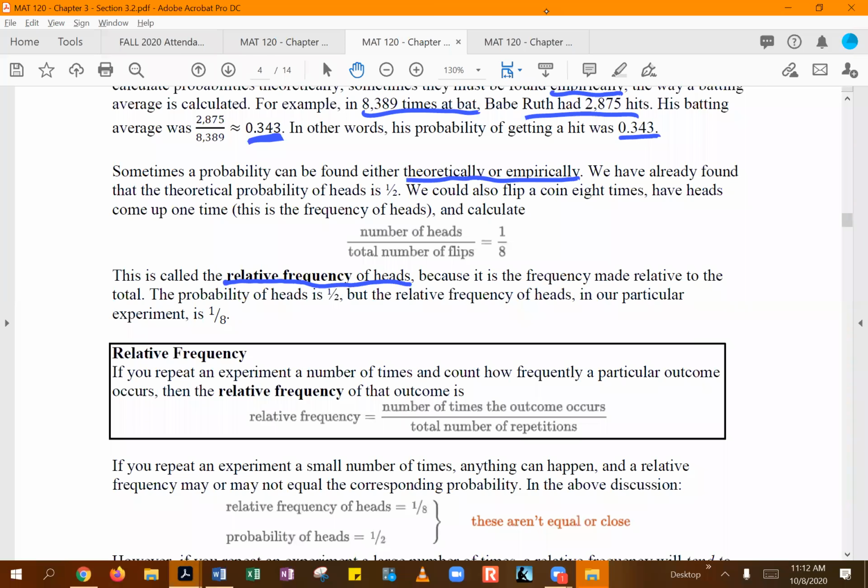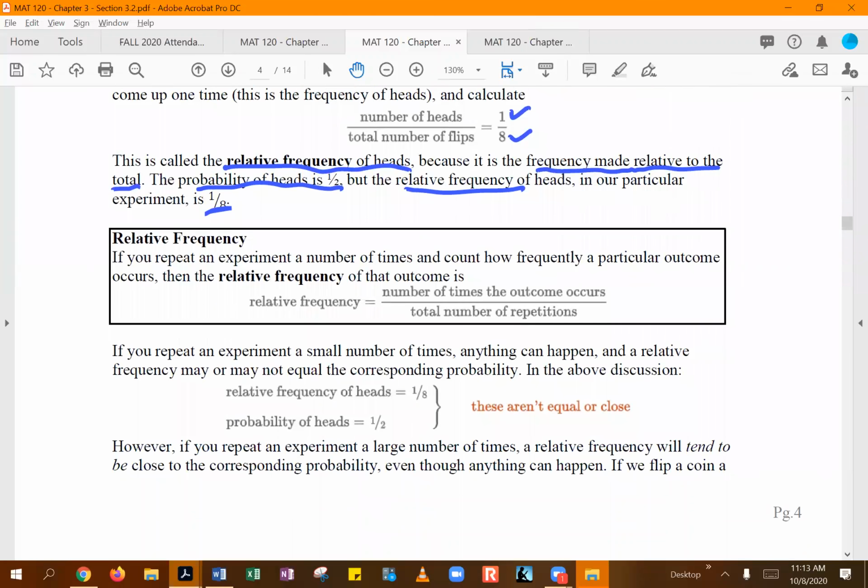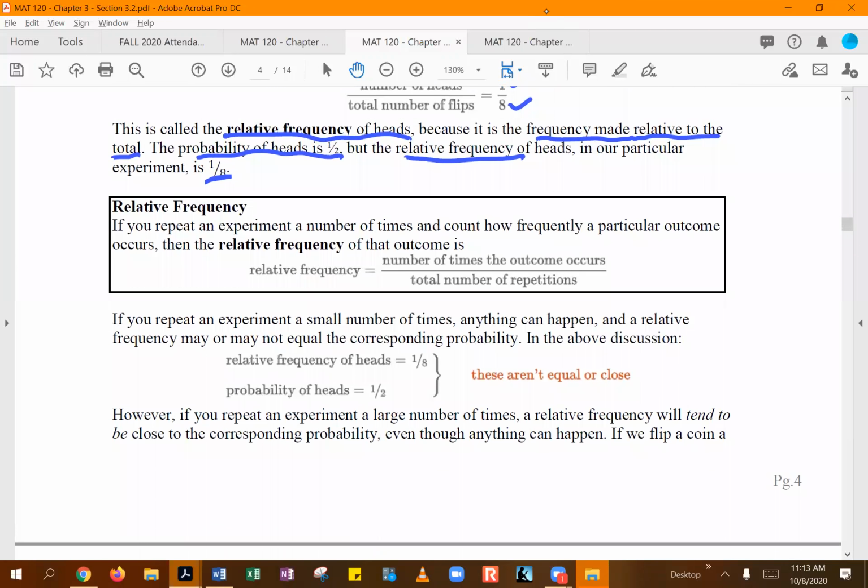So we are talking about relative frequency of heads as frequency made relative to your total. So we flipped our coin a total of 8 times, and out of those 8 times, only once we got our head. So your theoretical probability for getting a head is 1/2, but when we talk about the relative frequency with this experiment, we would say it's 1/8. So you can see how it can be very different when you're actually doing these experiments.